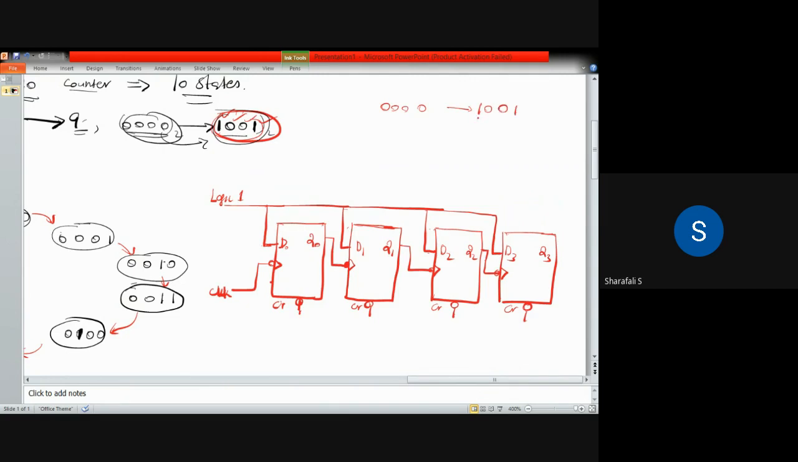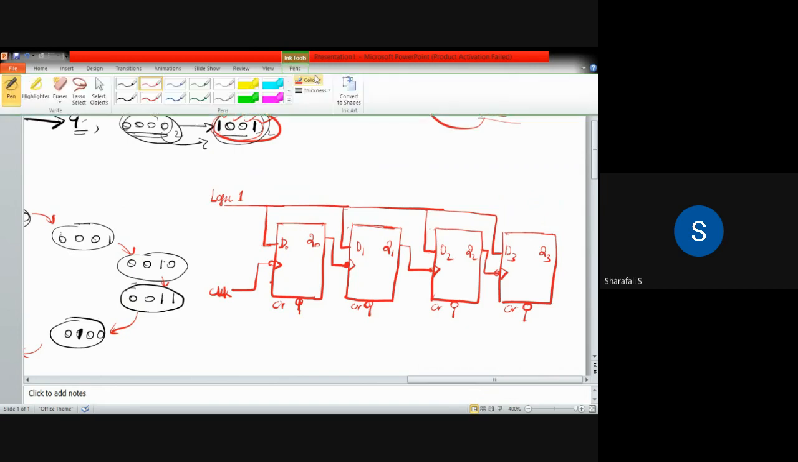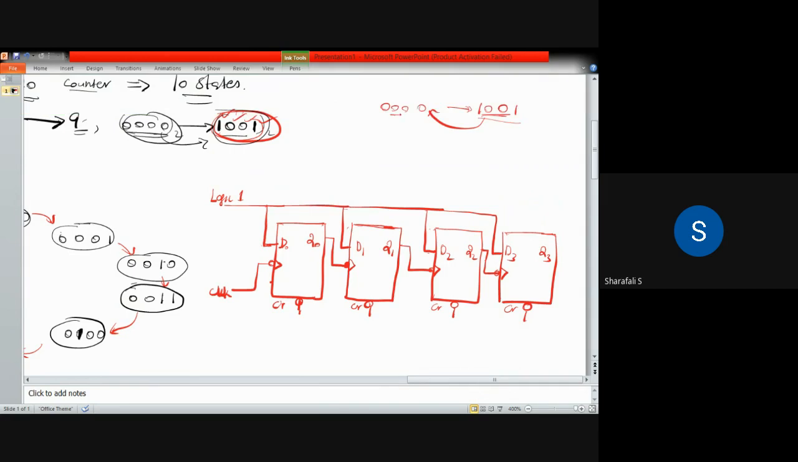When it reaches 1001, it will give you the 10 states, which means that 0 to 9 it will give. So once it is reaching 1001, then it has to go again to 0. So once it reaches this state, it has to go to 0. This arrow is not valid because it will eliminate all other states. Anyway, it has to be like this. So this is from 0000 to 1001. It has to go, and once it reaches this state, it has to come back.